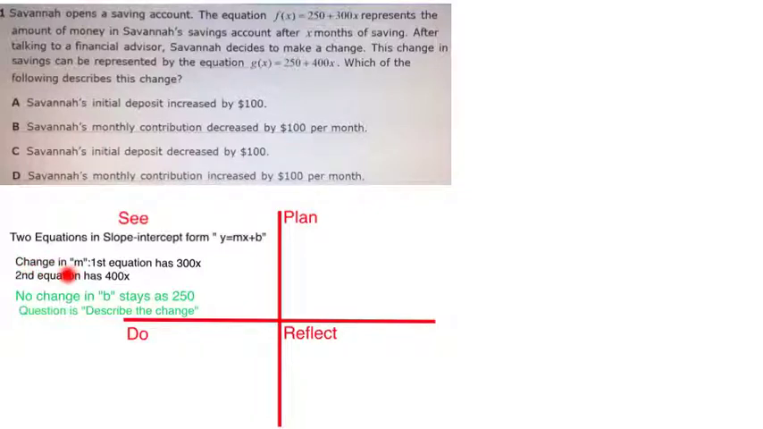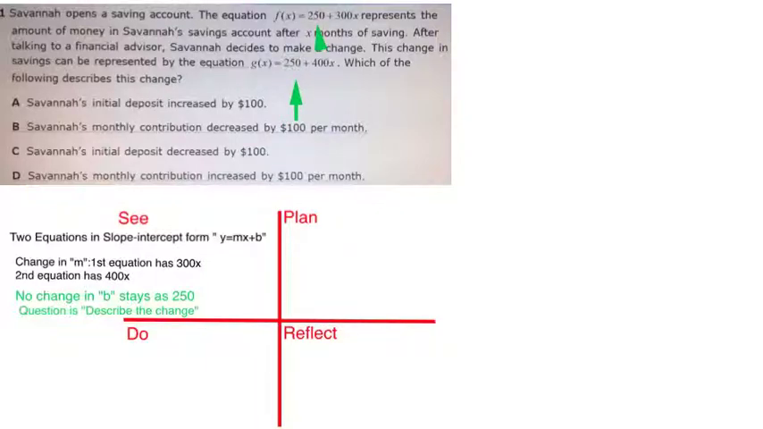Now the other thing that we see is that there is a change in m. Since m is the coefficient of x, we see that the m in the first equation is 300, and the m in the second equation is 400. We also see that there has been no change in b. b is the y-intercept, and it stays at 250, as we can notice from both of the equations. You still have the 250.